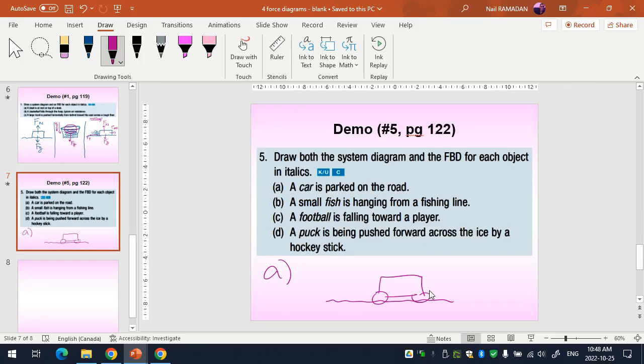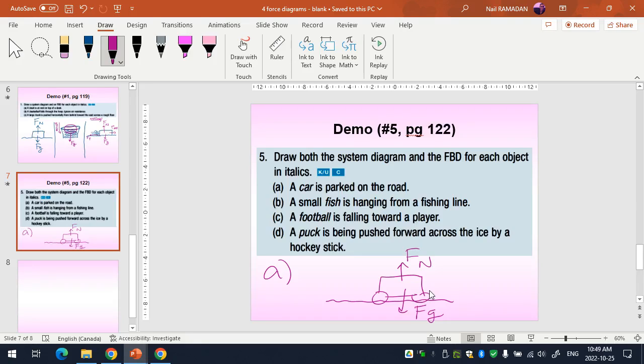What's pulling it down? Gravity. Pushing it up. You see, that's what engineers care about. Everyone, is the normal force actually pushing on the body of the car? No, it's pushing on the what? The wheels, the tires. Engineers would actually give you a force up here and a force here. Do you see what I mean? They care about the actual point of contact.